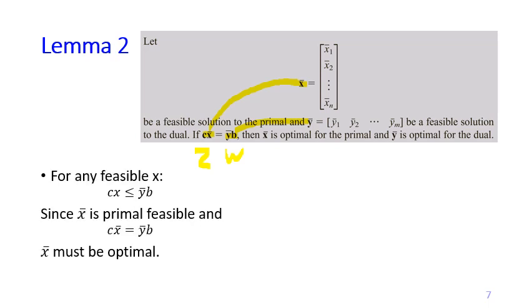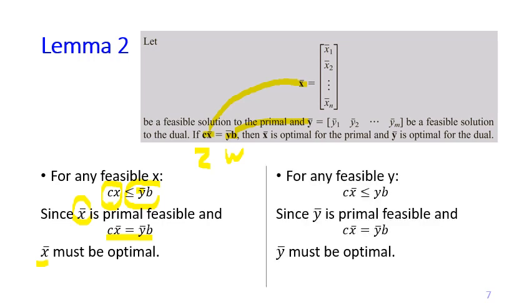So here's the proof. For any feasible x, from the first weak duality lemma, we know that Cx must always be less than or equal to Yb. Now, if we have a special x bar that has the objective function value exactly the same as y bar b, then x bar must be optimal, right? Because it is a maximization problem, so we try to maximize this, but it may never exceed y bar b. If it is already equal to y bar b, then it's the best that we can do, which means that x bar is already optimal.